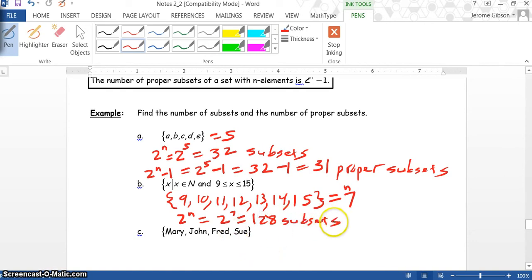Now we want to find proper subsets. So we know we will go 2 to the n minus 1, which is 2 to the 7th minus 1, which will give us 128 minus 1, which is 127 proper subsets.